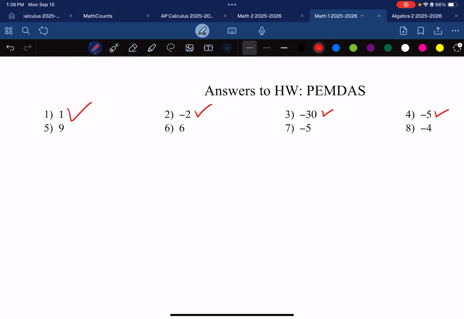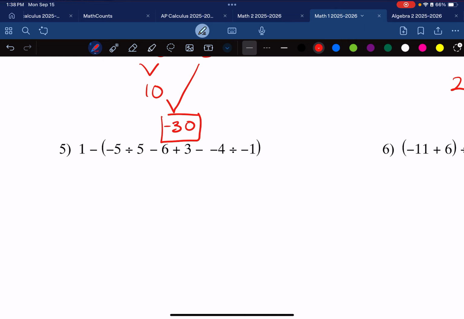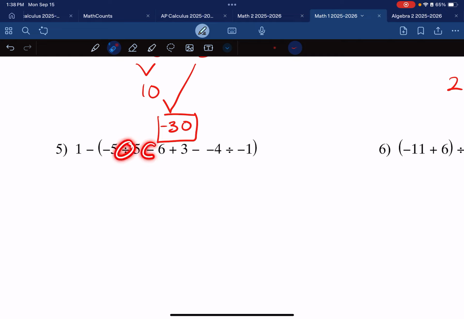I'm constantly checking my work like you will do as well. In number 5, I basically do this problem at the very end. Everything inside of here is inside the parentheses. So let's just go ahead and focus on division first. Division happens before subtraction, before addition, and at the same time as this other division.